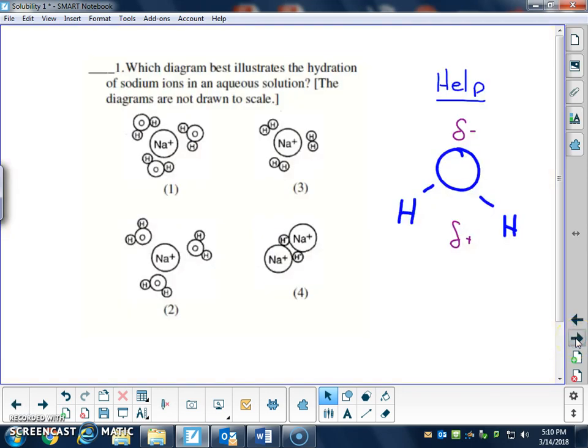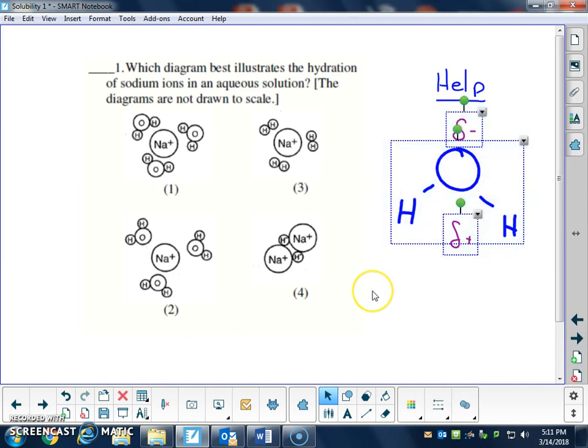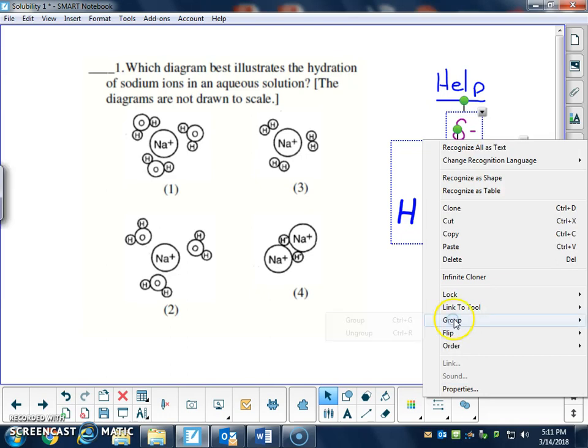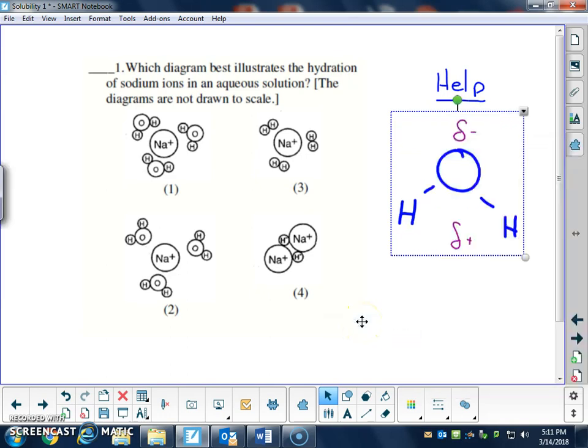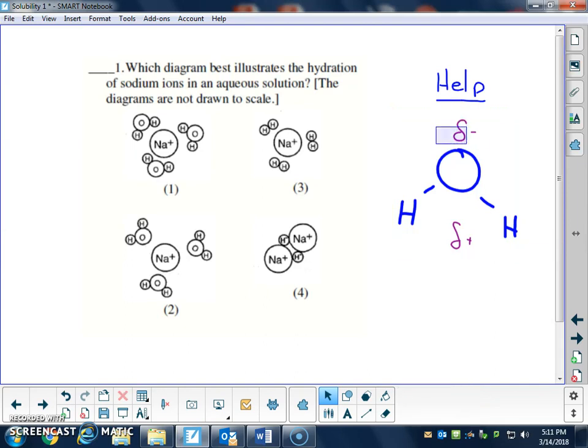First question says, which diagram best illustrates the hydration of sodium ions in an aqueous solution? The important thing here to remember is that the water molecule is a polar molecule. As a polar molecule, you have to consider that it's polar because one end is negative, one end is positive. This end up here by the oxygen is your negative end. This end down here is your positive end of the molecule.